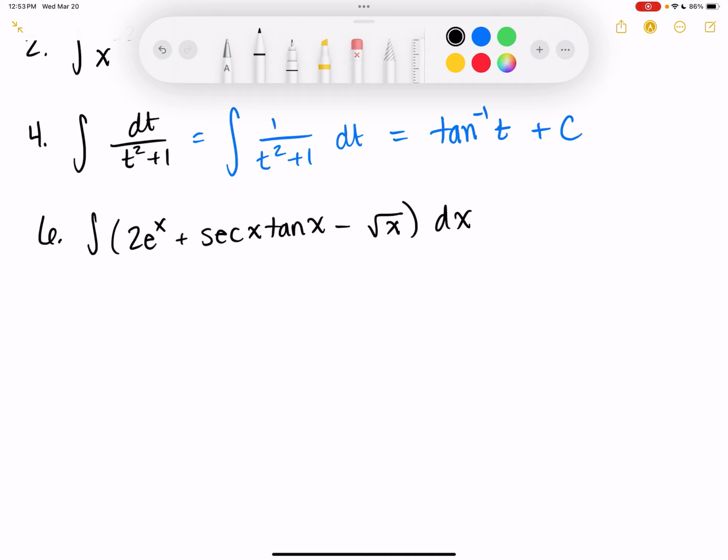All right, so what is the antiderivative of 2e to the x? 2e to the x. What's the antiderivative of secant of x tangent of x? Secant of x. And then what about negative square root of x?